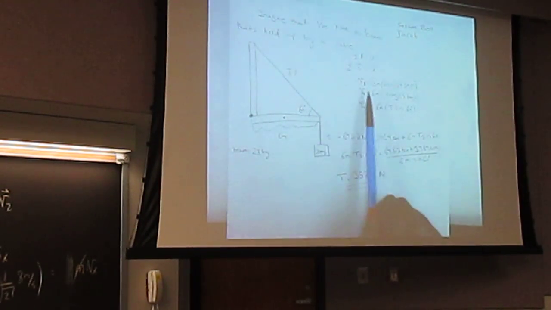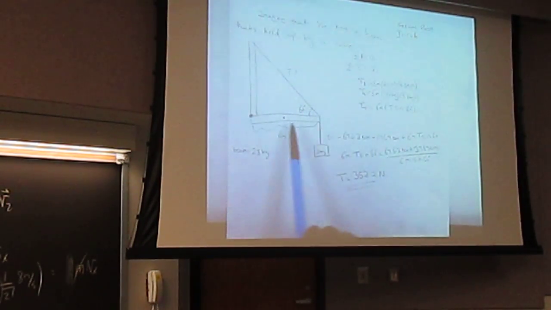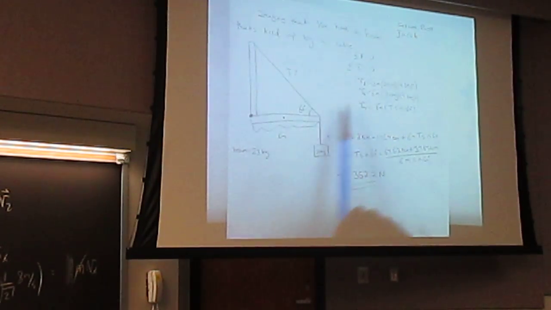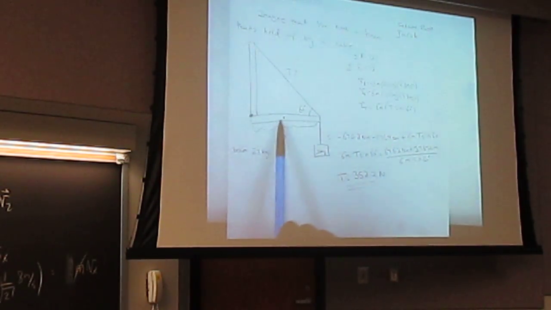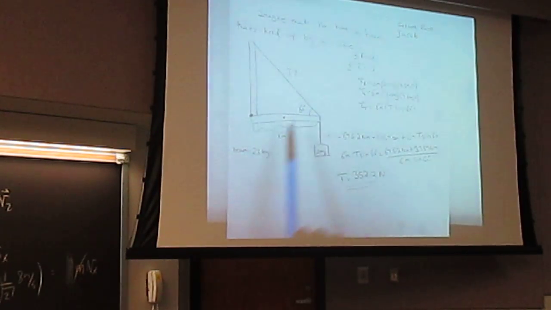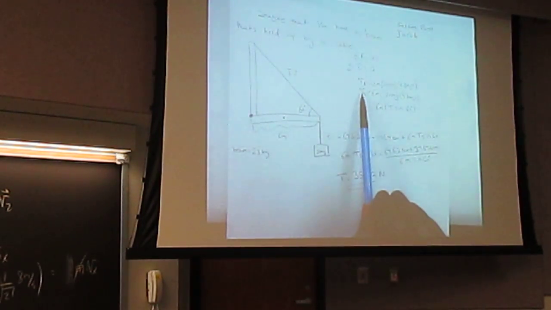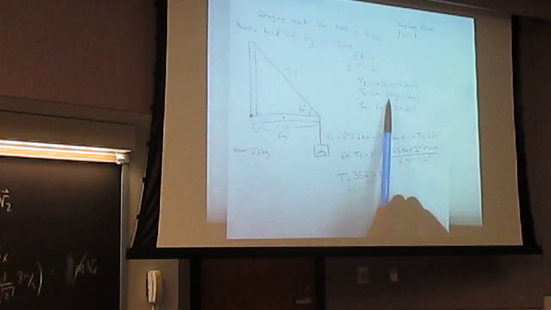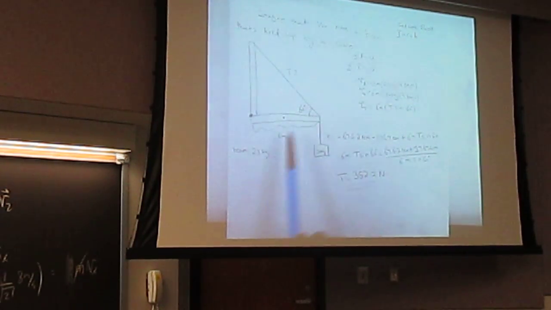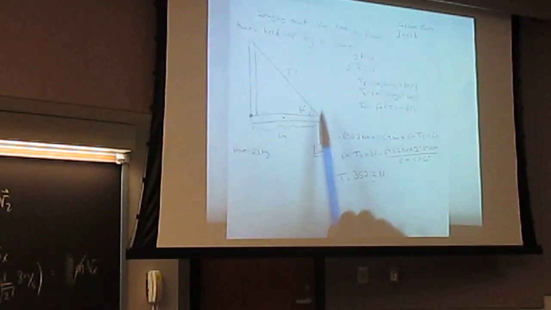So we calculated all the torques. The torque from the beam is half of this distance here, 3 meters, times mg. And it's negative because it wants to rotate in the clockwise direction. Then the torque from the hanging mass is also this distance times mg, and it is also negative as it wants to rotate clockwise.